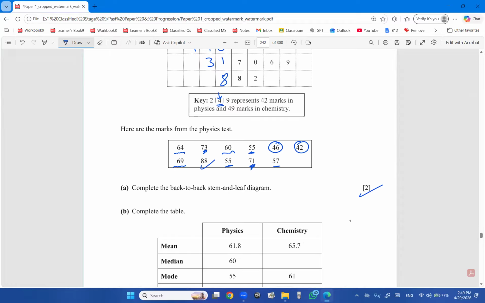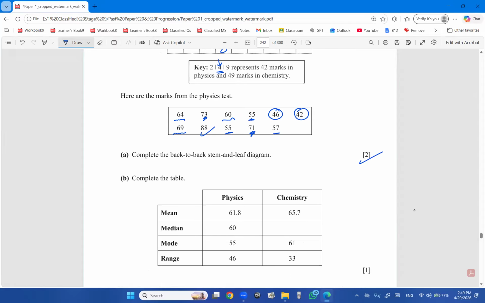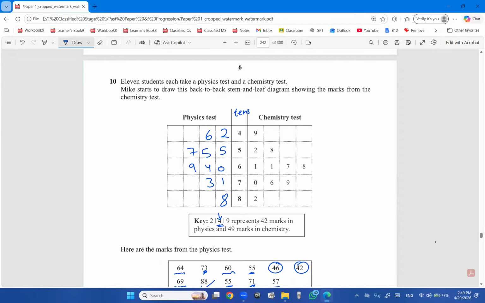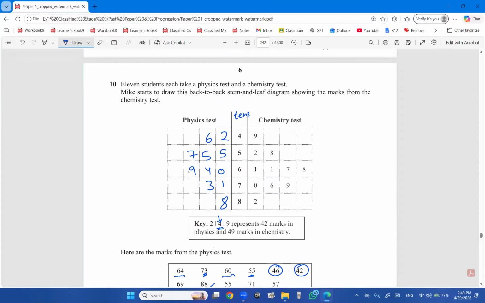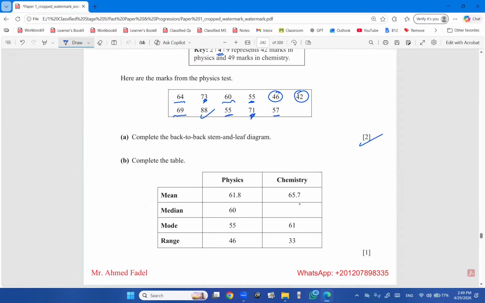Done. Complete the table. The median of chemistry is going to be what? Median. Mister, we know that the chemistry are how many students? You're going to find that they are 1, 2, 3, 4, 5, 6, 7, 8, 9, 10, 11. So it is 11 plus 1 over 2 equals 12 divided by 2, which is 6. It is the sixth number. So first, second, third, fourth, fifth, it is the sixth, which is 67. So the median is 67.